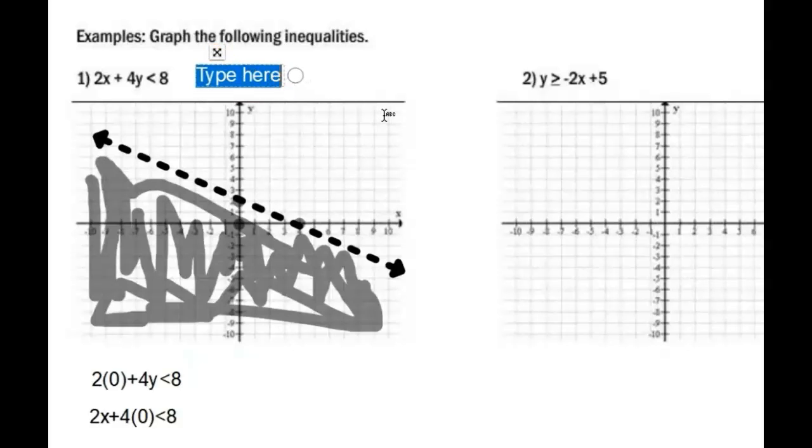Your other option would be to rearrange the equation and put it in slope-intercept form. So subtract 2x, divide it by 4, so you get negative 1/2 x. And then take 8 divided by 4, so you get 2. Once again, it shows my y-intercept, shows my down 1/2, and it also shows that y is less than, so you shade below.